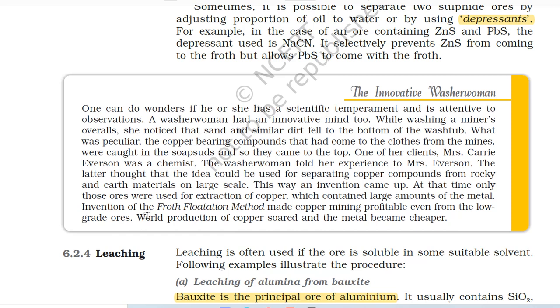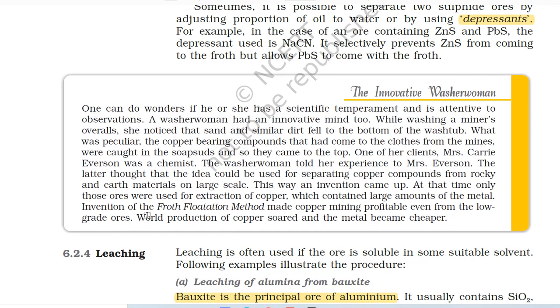One of her clients, Mrs. Carrie Everson, was a chemist. The washerwoman told her experience to Mrs. Everson. The latter thought that the idea could be used for separating copper compounds from rocky and earth materials on a large scale. This way, an invention came up.